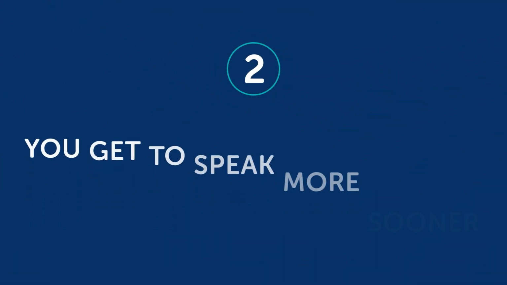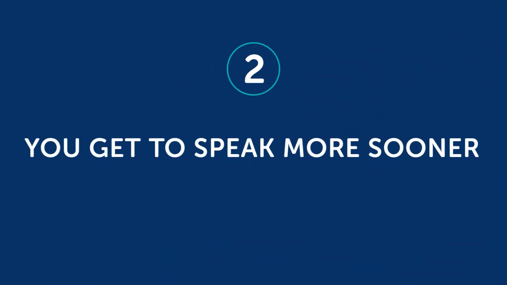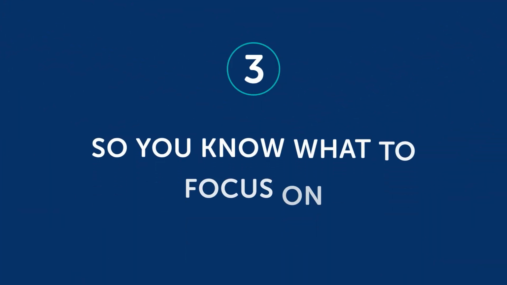Second, you get to speak more sooner. You can go try the general approach of learning the 2,000 most common words, but that will take a long time and it won't get you speaking any faster. But if you pick a specific topic and get all the words and phrases for it, you'll be much better off. 3. So you know what to focus on. Again, knowing what to focus on helps you learn and progress faster. Otherwise, if you're just going through a textbook with no specific goal in mind, you'll spend months on learning a language and never see any real progress.